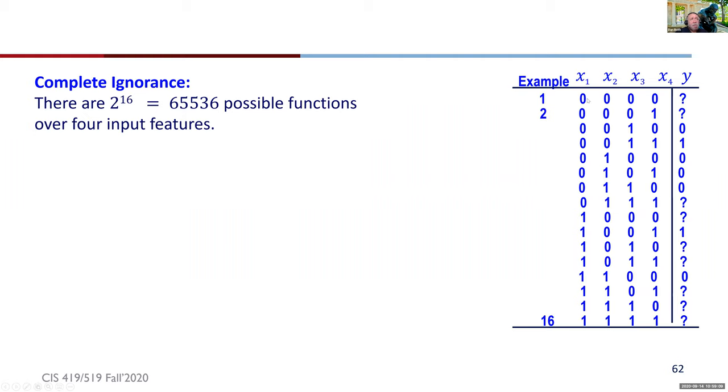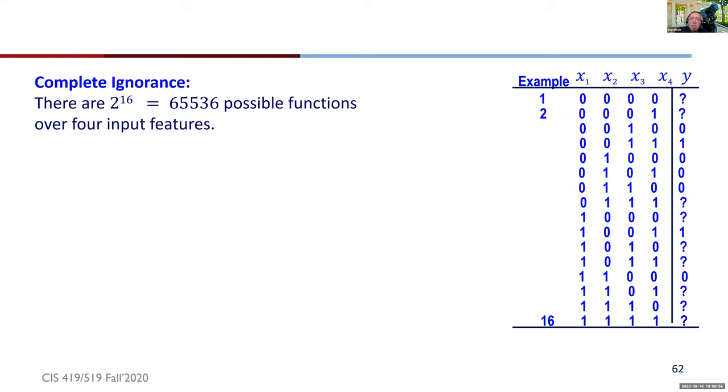So for each input here, 0000 or 0010 and so on, I can choose one of two options, either 0 or 1 for the y. So it's two options for the first one times two options for the second and so on. So I have 2^16 different functions. A function is basically defined by this row of y's here, and there are 2^16 different vectors like this. Quite a few functions, 65K possible functions. You only gave me two or three different functions.